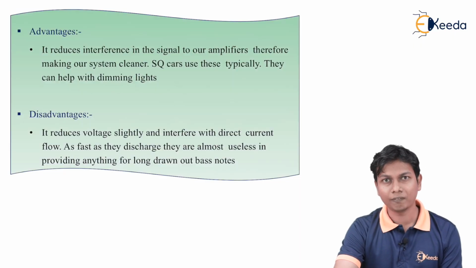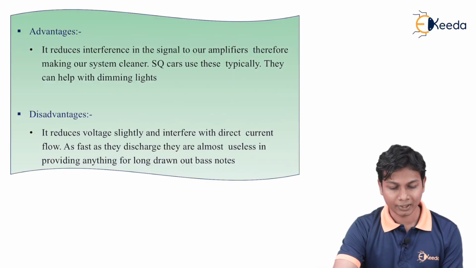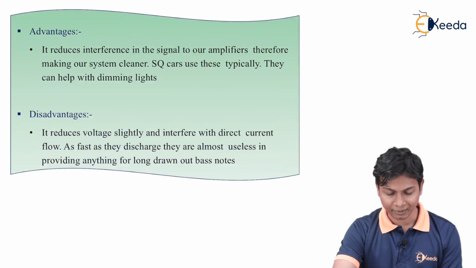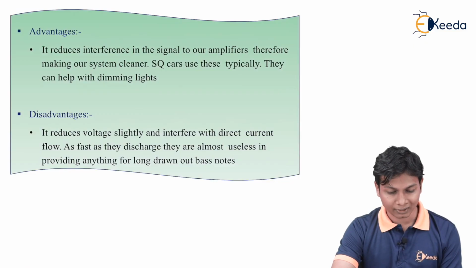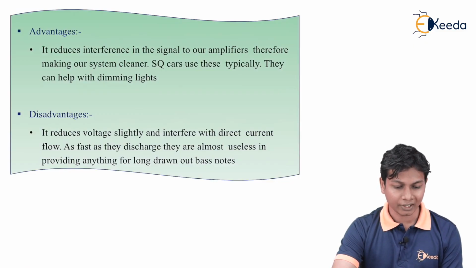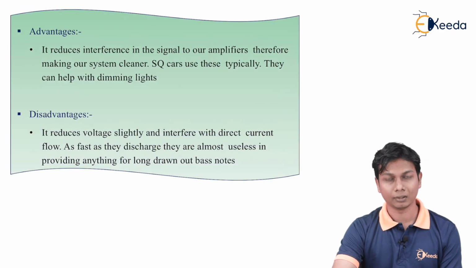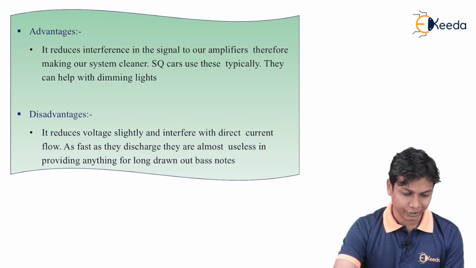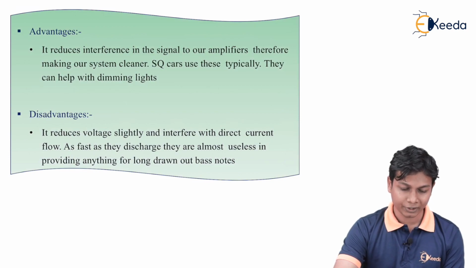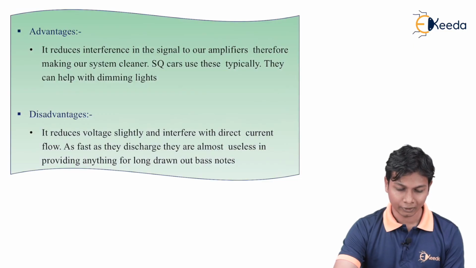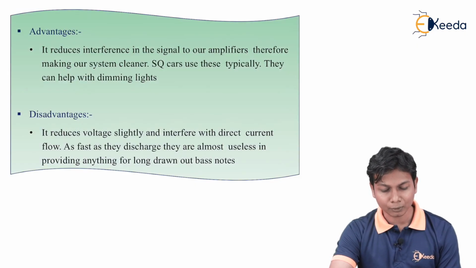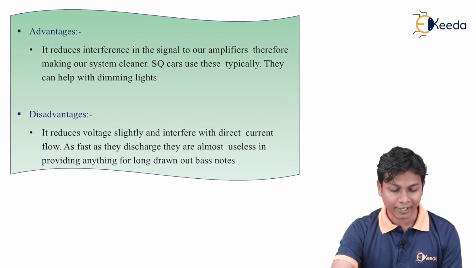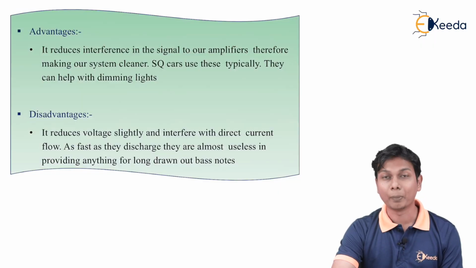The advantage of the capacitor type of diaphragm is that it reduces interference in the signal to our amplifier and therefore makes our system cleaner. Car audio systems use this typically, and they can help with dimming lights. The disadvantage is that it reduces voltage slightly and interferes with direct current flow, and as fast as they discharge, they are almost useless for providing anything for long drawn-out bass notes.